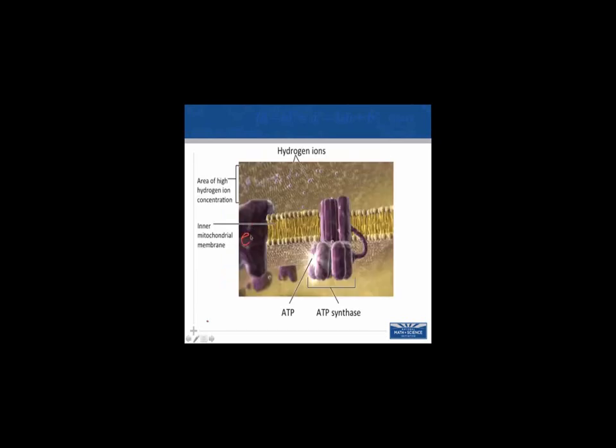Now that the electrons have moved down the electron transport chain and ultimately been captured by oxygen to form water, we still have the proton portion of that hydrogen atom to deal with. So the electron was accepted by oxygen. The proton, though, is going to be pumped to the other side of this membrane, and these hydrogen ions are going to stockpile on the opposite side of this membrane.